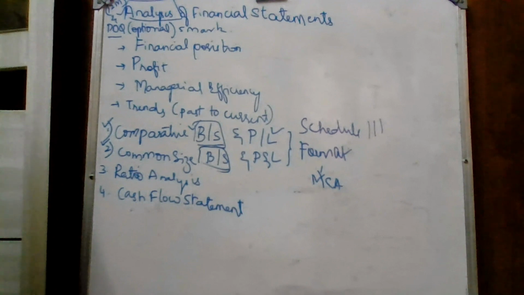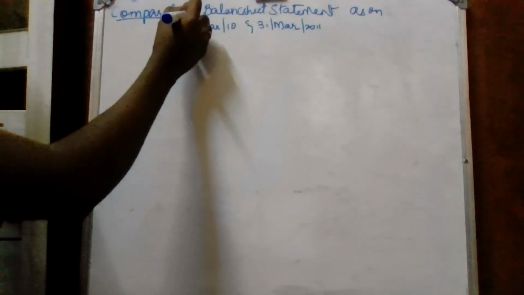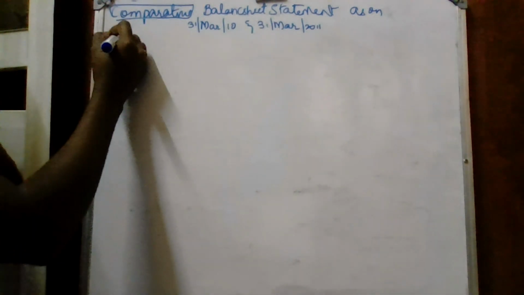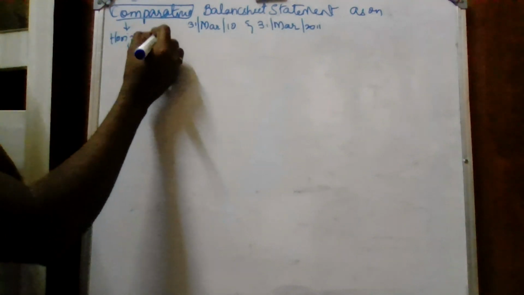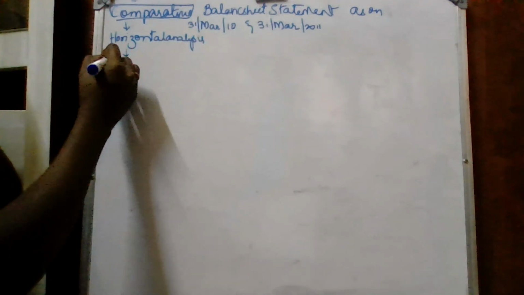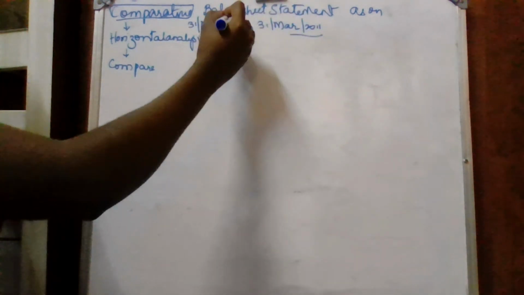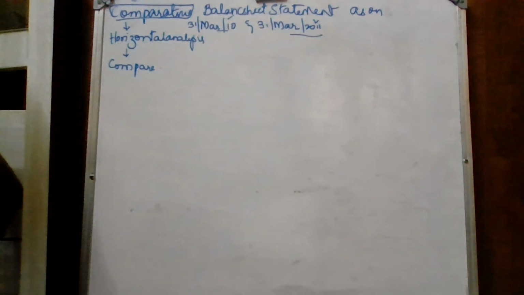So let's do one problem. I will put the question in the comment, the link. Here I will be solving the problem because of the time constraints. Before we jump into the problem, what is comparative? We also call this horizontal analysis. This will help us to compare the amounts for two periods. What was the previous year? What was the current year? So let's do the problem.